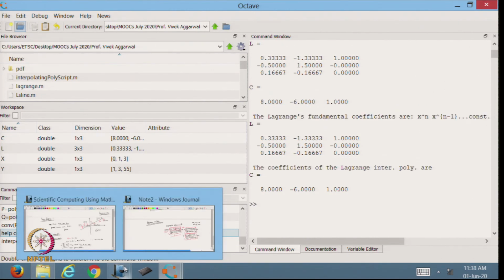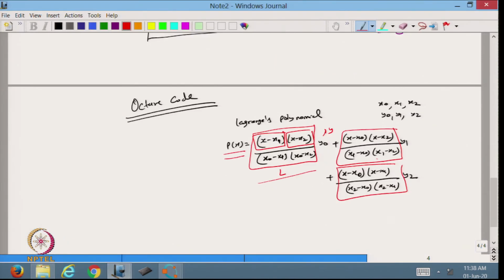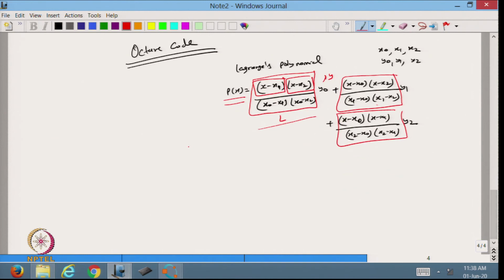If you remember, in the previous examples we have solved this one. I have solved this in the previous lectures, and if you see, I got this value. So, I will get this polynomial as 1 by 3, x minus 1, x minus 3, because I have the data 0, 1 and 3, 1, 3 and 55. So, I got this one.